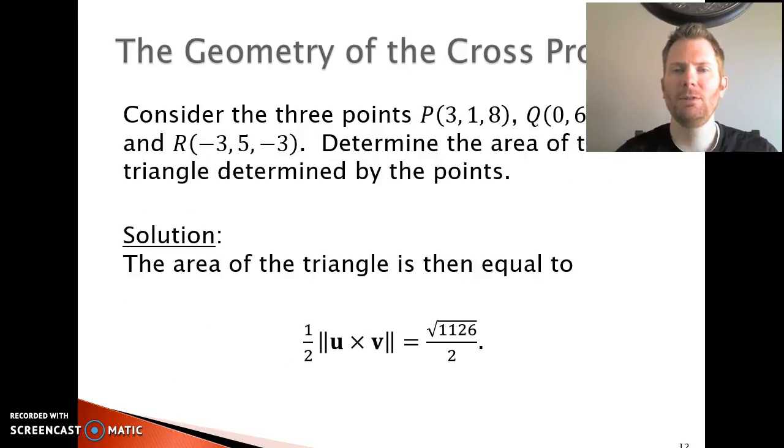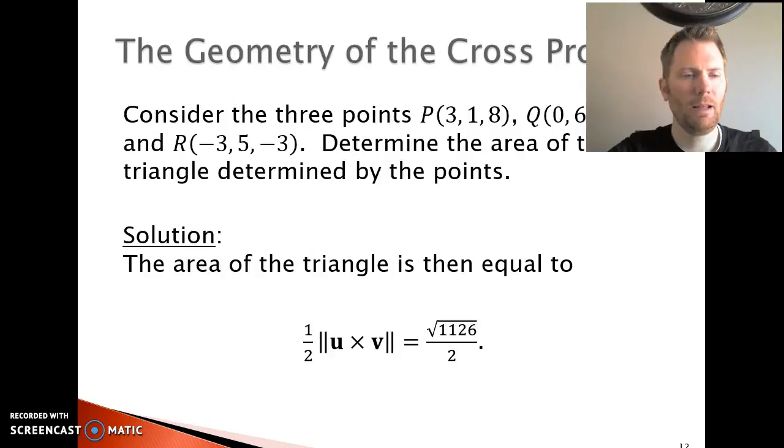And the last piece of this was to determine the area of the triangle determined by the points. Again, if I had the board, I could do this better, but a triangle is exactly half of a parallelogram. So since we know the area of a parallelogram formed by PQ and PR is simply the magnitude of the cross product of U and V, then the area of the triangle formed by those 3 points is just going to be 1/2 of that magnitude. So the magnitude is the square root of 1126, so the square root of 1126 over 2 is going to be the area of the triangle.